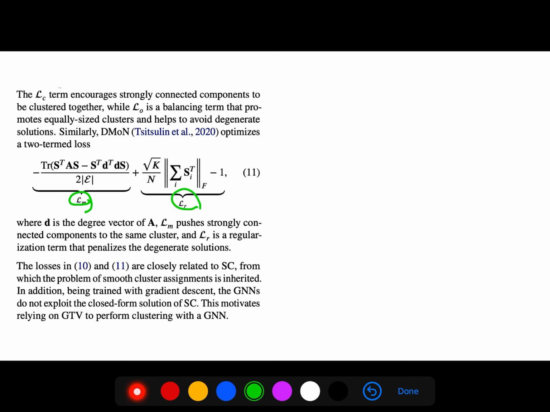The losses in 10 and 11 are closely related to spectral clustering, from which the problem of smooth cluster assignments is inherited. In addition, being trained with gradient descent, the graph neural networks do not exploit the closed form solution of spectral clustering. This motivates relying on graph total variation to perform clustering with GNNs.